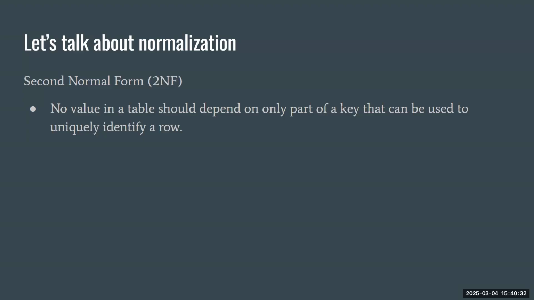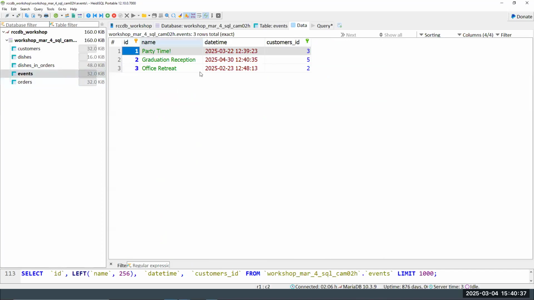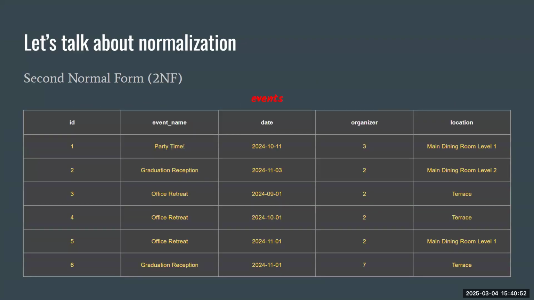So we'll look at the events table that we created in October for this example. So the name, date, time, customer's ID. What if we have a restaurant with multiple event locations available? So something like this. We'll add a location column to each event. Now, the organizer is a foreign key back to the customer's table.